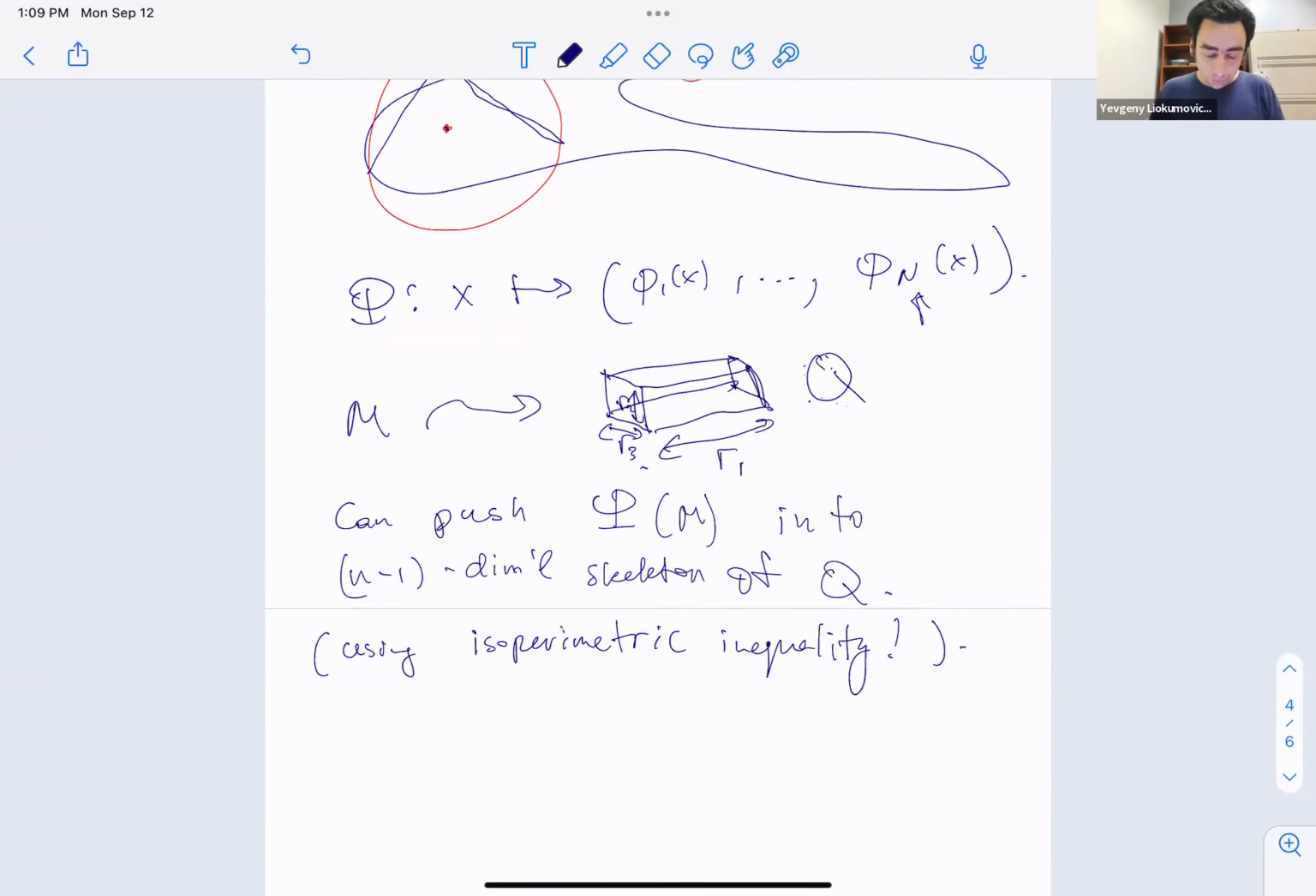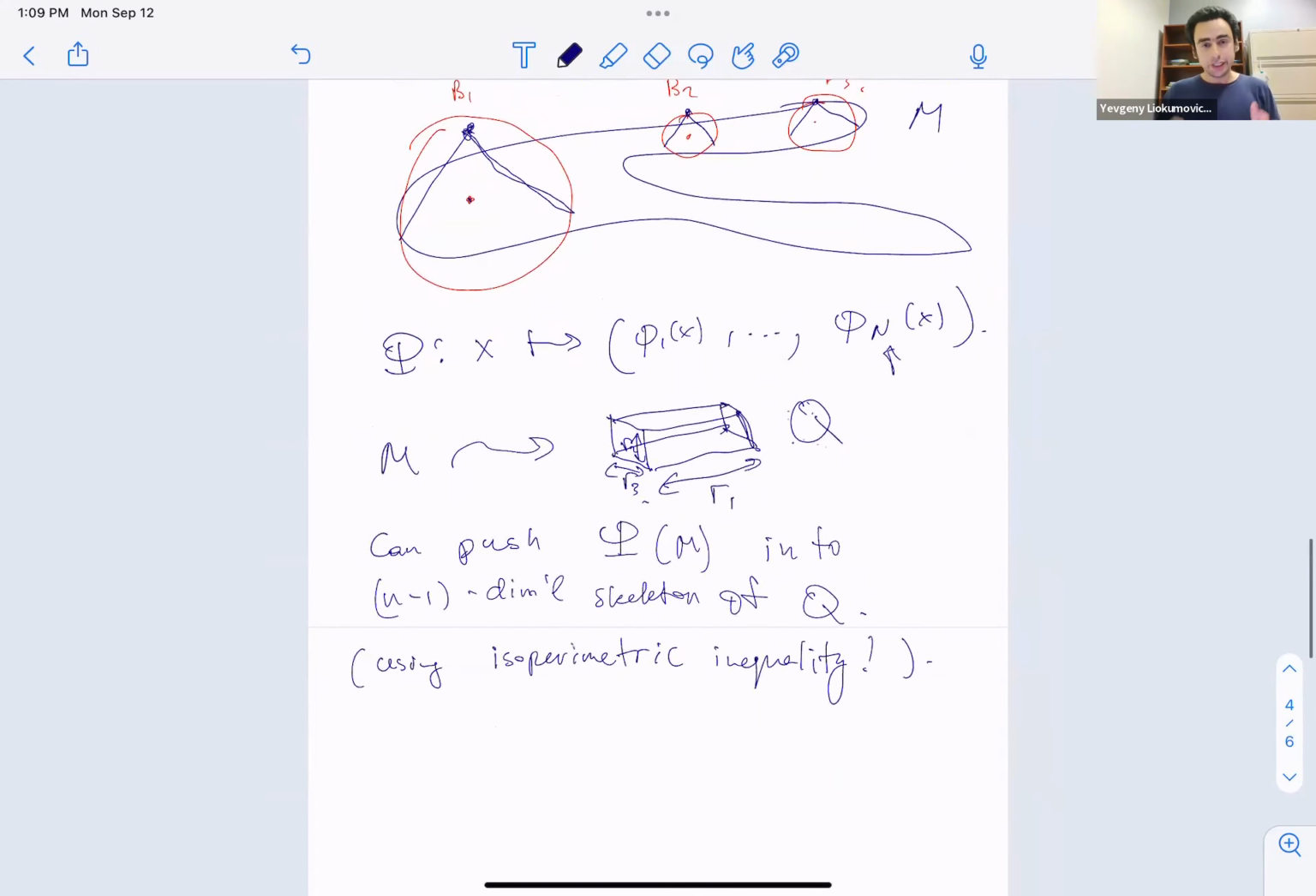So both of these arguments have in common that you're putting your space into some either infinite dimensional or very large dimensional space, but you're able to use the fact that your isoperimetric inequality is independent of the dimension of the ambient space to deform it into something small, to fill it, or to deform it into a smaller dimensional space. Okay.